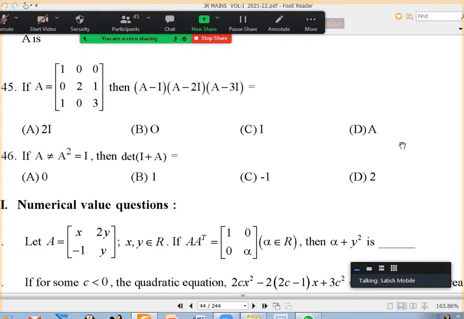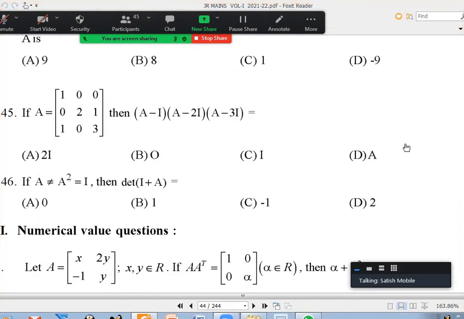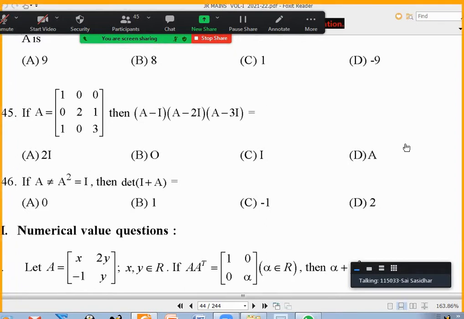I want somebody to give me an explanation for 146. Sir, A square is I. A square minus I will be 0. Correct, not 0, the null matrix. We applied it: A minus I into A plus I equals the null matrix. You apply the determinant and get det of A plus I into det of A minus I equal to 0. But how will you conclude that det of A plus I only should be 0? Why not det of A minus I is 0?